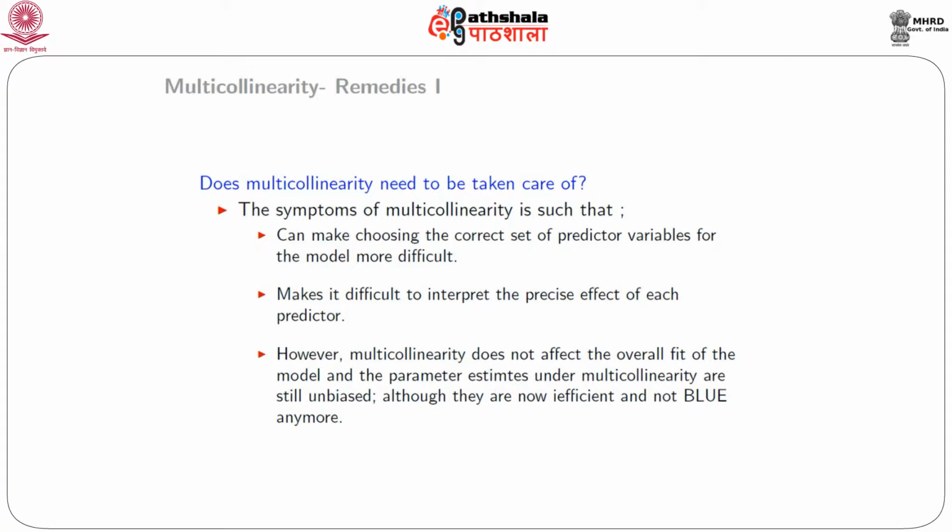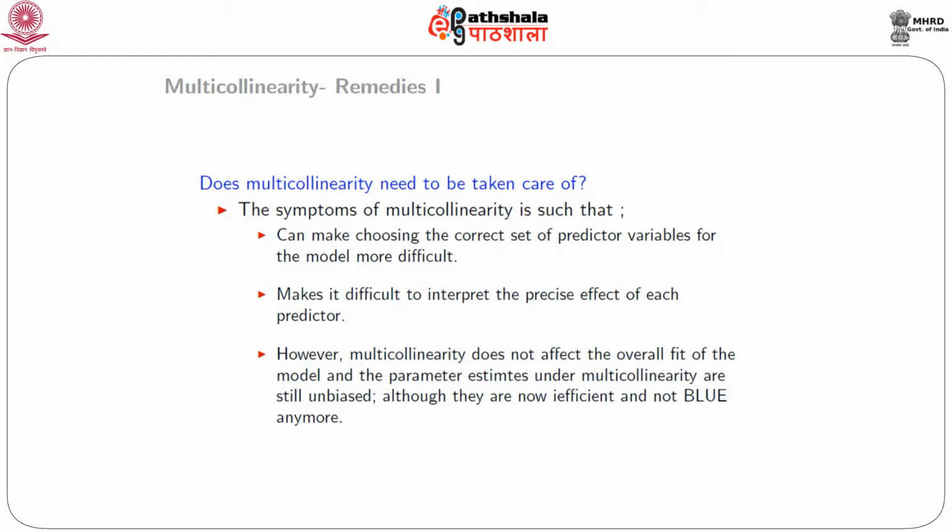The symptoms of multicollinearity can make choosing the correct set of predictor variables for the model more difficult. For instance, suppose we have 5 predictor variables in a regression model, out of which 2 are highly collinear, which means they have a very high correlation coefficient, and a third has a medium amount of correlation with the other 2. In that case, it is difficult to keep the one predictor that is relevant for the model and remove the ones that are redundant.